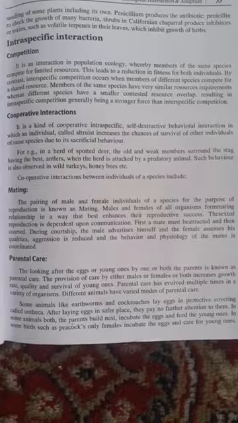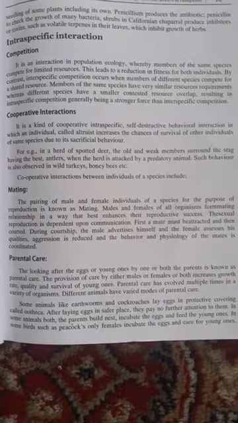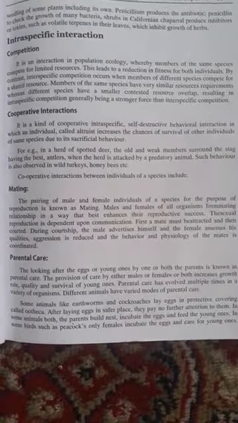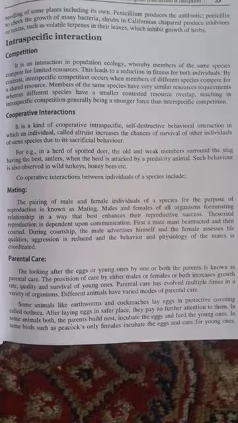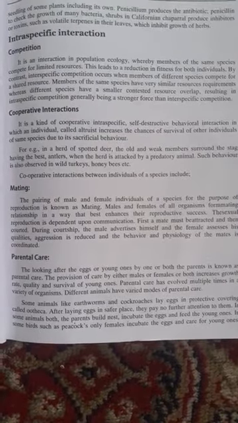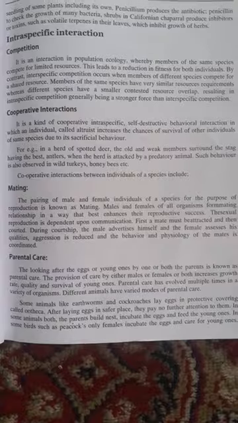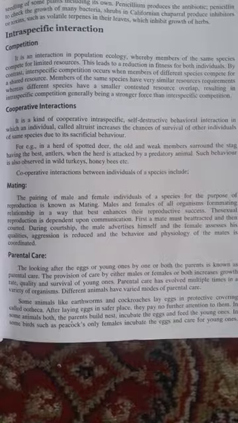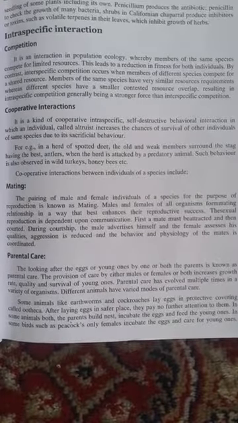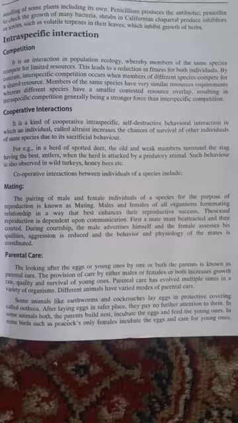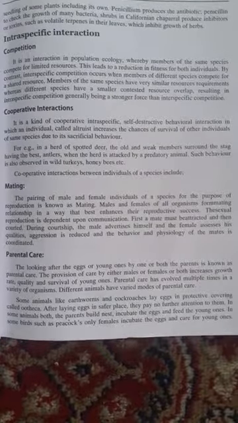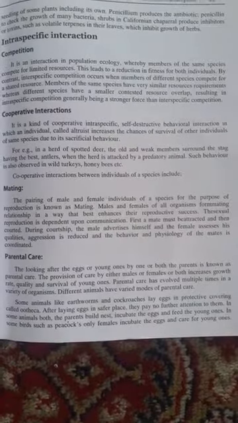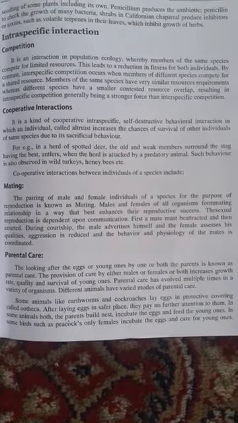Parental care. Looking after the eggs or young ones by one or both parents is known as parental care. The provision of care by either mate, males or females, or both increases the growth rate, quality, and survival of young ones. Parental care has evolved multiple times in a variety of organisms. Different animals have varied modes of parental care. Some animals, like earthworms and cockroaches, lay eggs in a protective covering called an ootheca. After laying the eggs in a safer place, they pay no further attention to them.